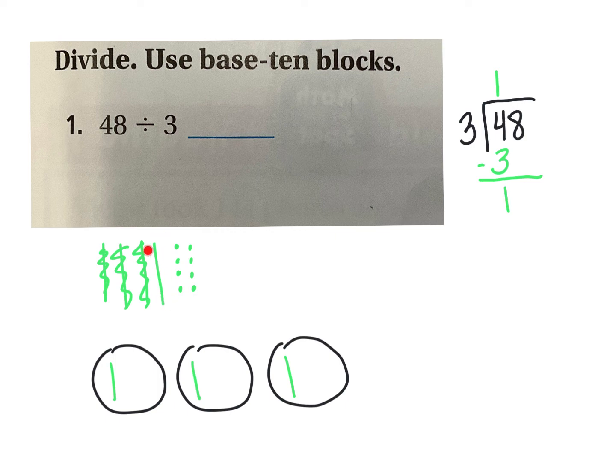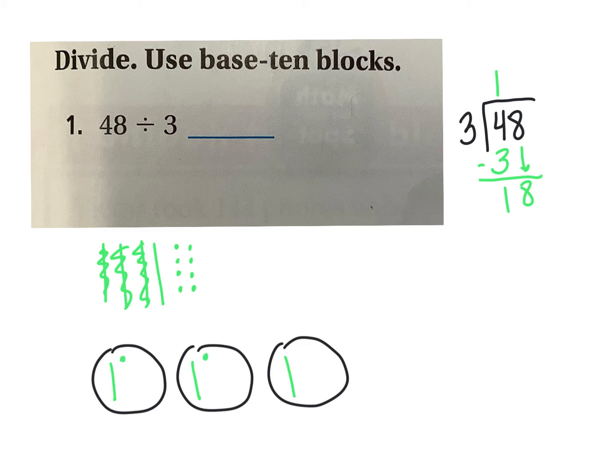So I have that 1 10 that I will break into its 10 individual pieces, and I'm going to put it together with these 8 that are left. And in this algorithm, all you're doing to show that is you take that 8 and bring it straight down. With 1 10 left and 8 ones left, I now have 18. Okay, so I have 18 ones that I'm going to pass out into these 3 groups evenly.